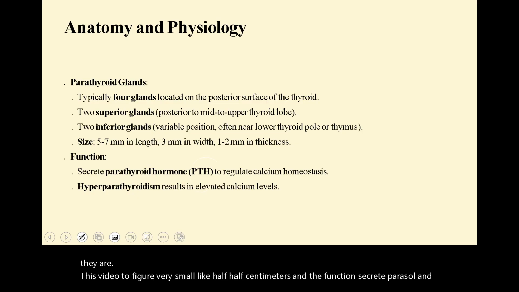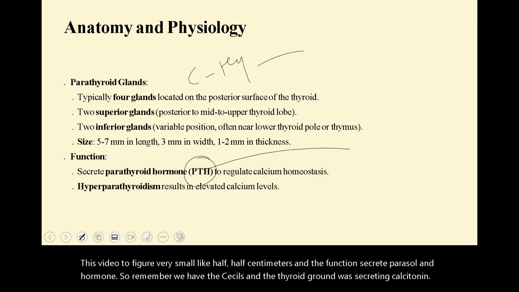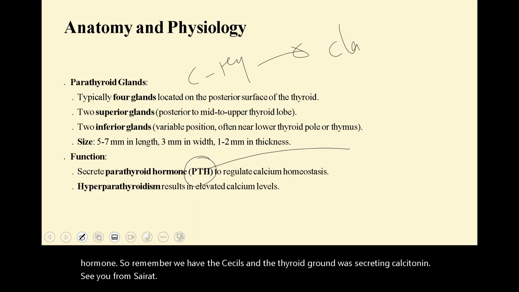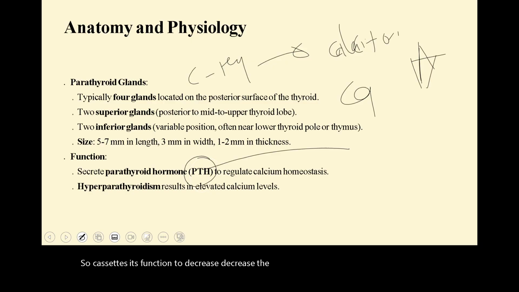So remember, we have the C cells in the thyroid gland secreting calcitonin. C from thyroid, calcitonin. So calcitonin's function is to decrease the calcium, but the parathyroid's function is to increase the calcium.